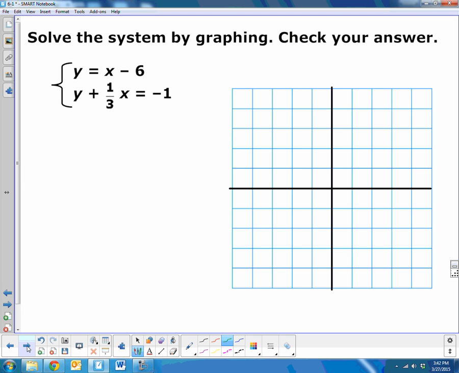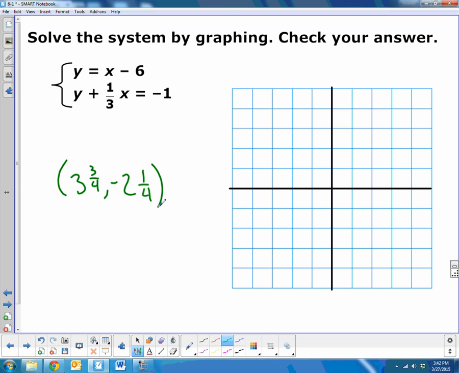Last one here, again, pause it, graph it, find the solution, check your answer. I'm assuming you graphed it, I'm assuming you tried it on your own, and so the solution to this one is 3 3/4, or 3.75, and negative 2 1/4, or negative 2.25.